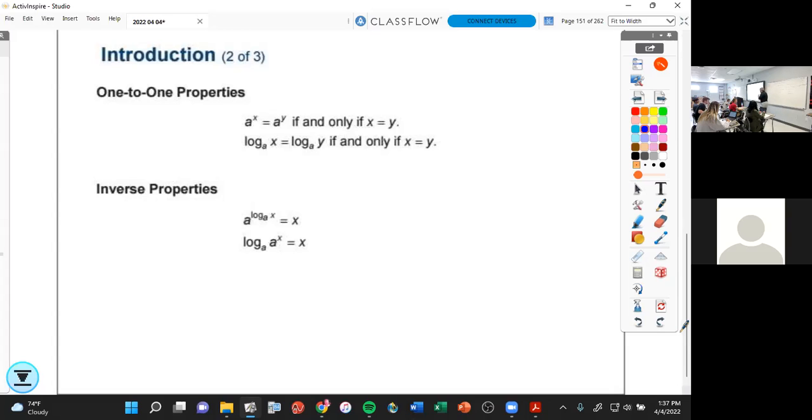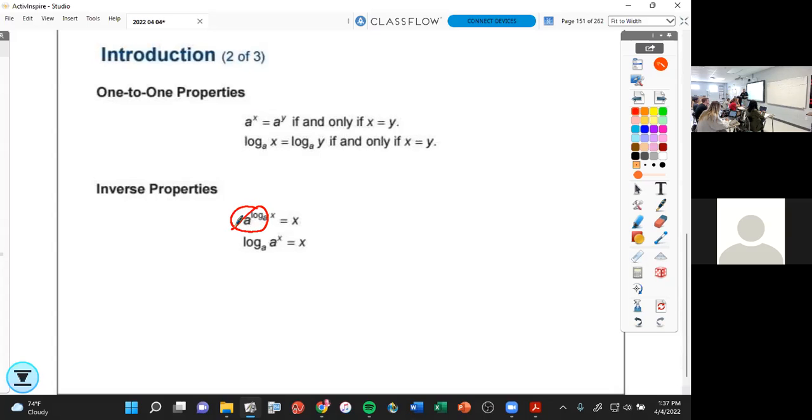Inverse properties. If I take some base, call it a, and raise it to log base a of x, the answer is simply x. So a raised to the log base a, basically that's going to cancel. So that's gone. So I get x equals x. Makes sense. Same is true with logarithms.